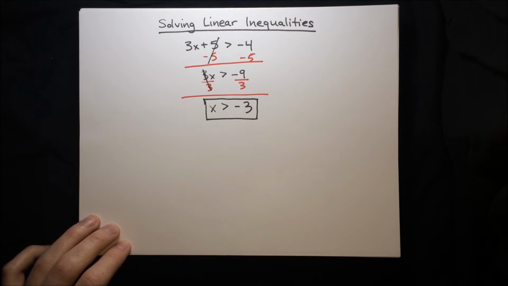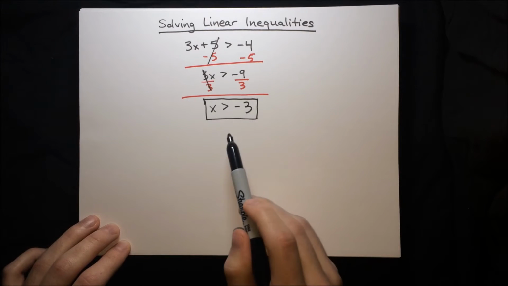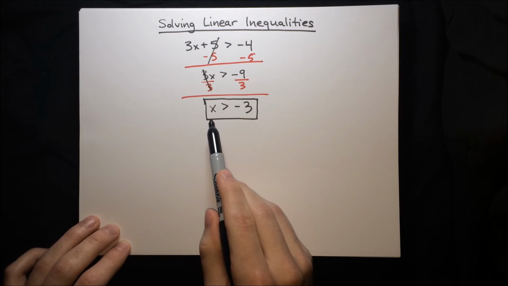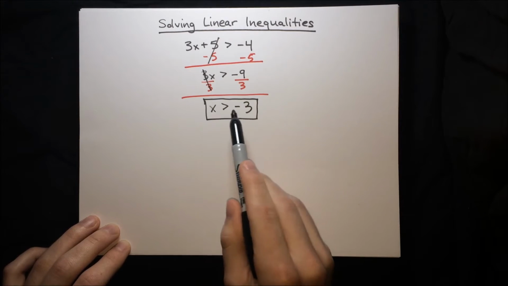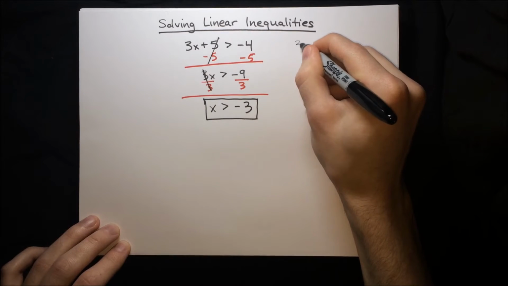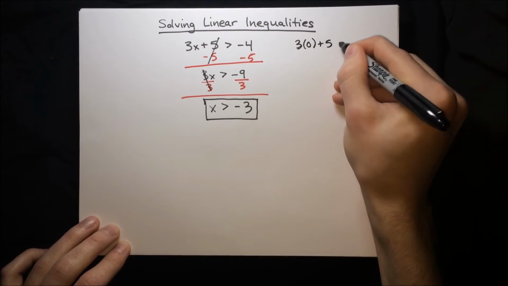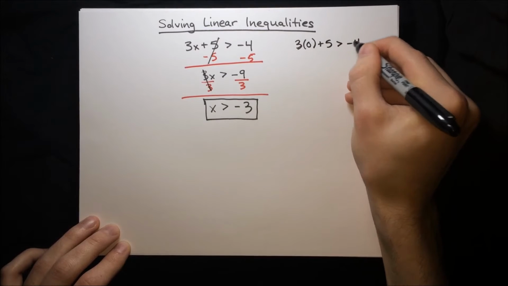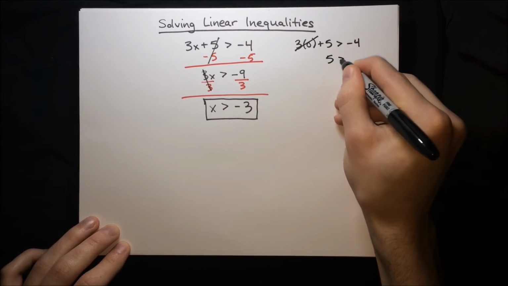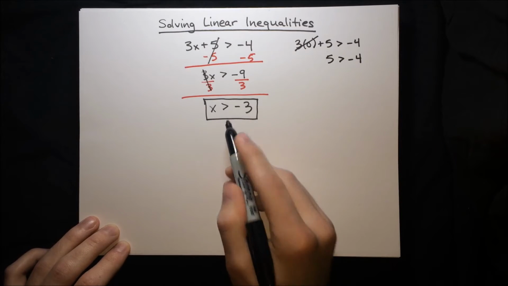Any number for x that's greater than -3, like -2 or -1 or 0, will work in this inequality. We can test our answer by noticing that 0 is greater than -3, so 0 should work. Let's try it. 3 times 0 plus 5 is greater than -4. So 3 times 0, that's just 0, so that cancels, and we've got 5 is greater than -4. That works out, so it makes sense that this is our solution.